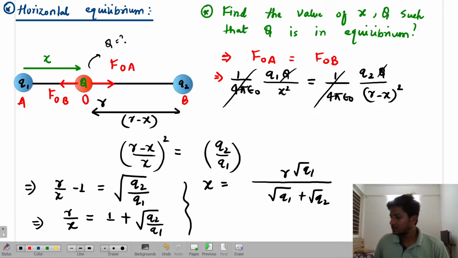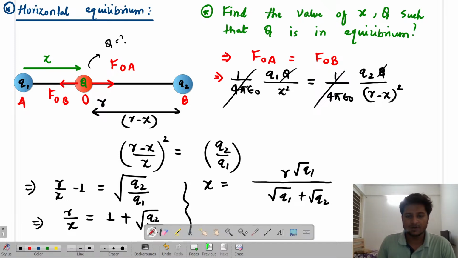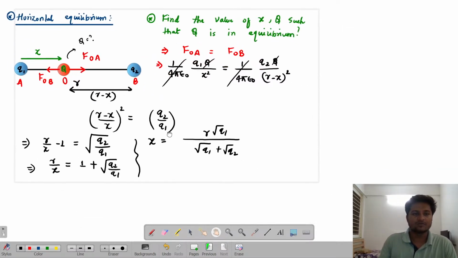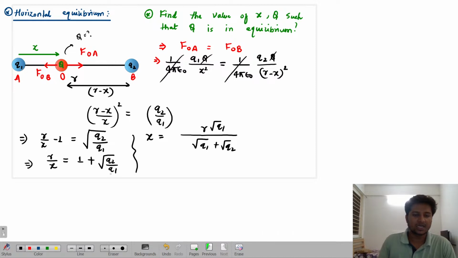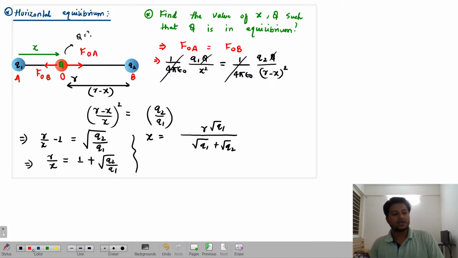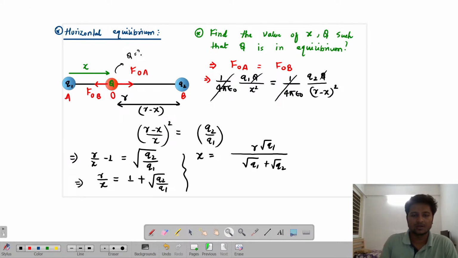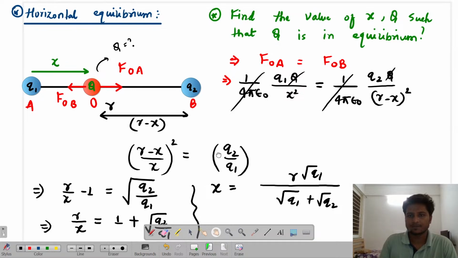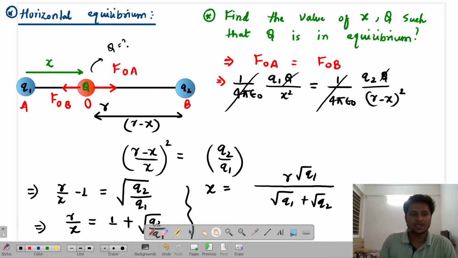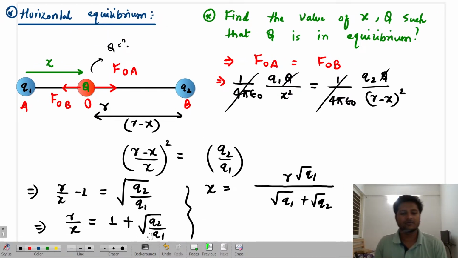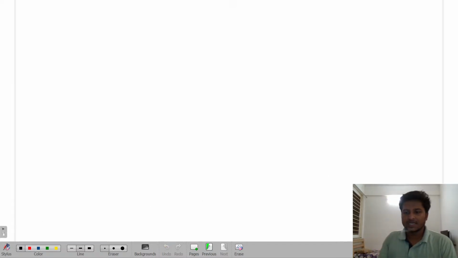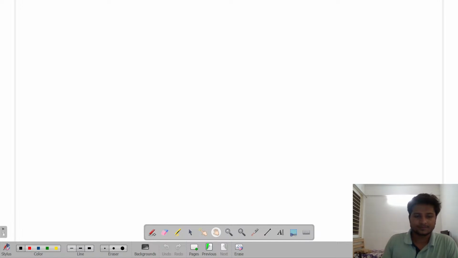Okay, so look over here. How to find what should be the value of the third charge capital Q such that it is going to be in equilibrium. I'll not do this in a simple way. Let us have a good discussion regarding this. We got to know that if I can place a charge over here, then it will be in equilibrium. But there is much more insight to it, and we are going to talk about that.